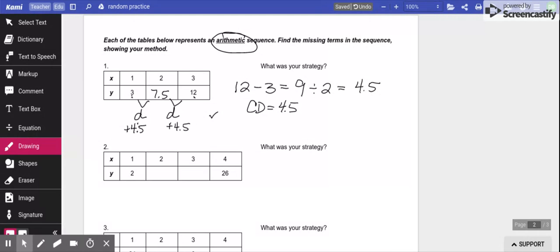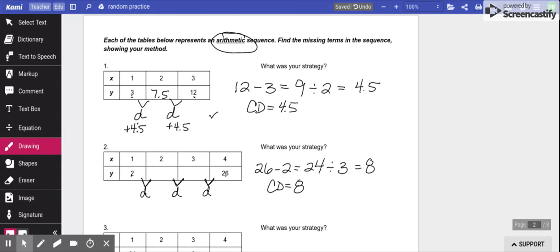Same idea. I need to get from 2 to 26. This time, I have a common difference that I'm going to use 3 times. So first I'm going to figure out how far apart is 2 from 26. So 26 minus 2, 24. Now, I know I'm going to have 3 separate common differences. So I'm going to take 24 and I'm going to divide it by 3. And that's going to give me 8. So I'm saying my common difference is a positive 8.